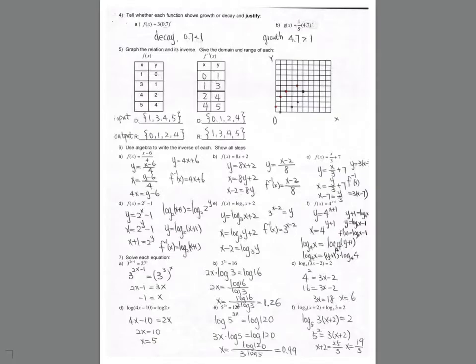Number 5, graph the relation and its inverse. So for the inverse, when it comes to a table, you simply swap the two columns, from x to y, y to x. And then you'll find the input domain and range are exactly swapped as well, because you just swapped the columns.